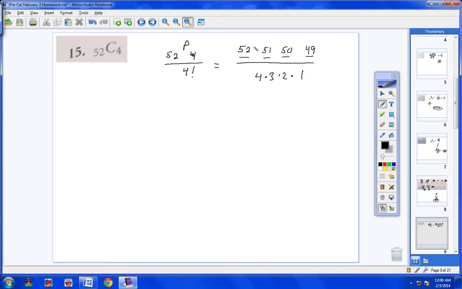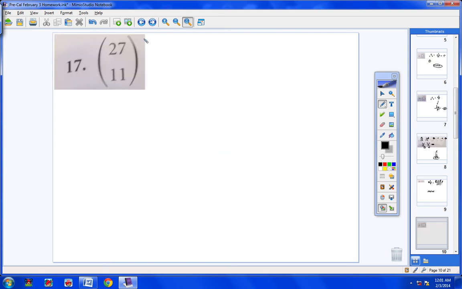Using your calculator, you could multiply those together and then multiply this together. And I guess if you wanted to quickly reduce some of the numbers, you could say 2 goes into 50 25 times. You could say 3 goes into 51, let's see, 17 times, and 4 goes into 52 13 times. So now your denominator is a 1. You could take 13 times 17 times 25 times 49 all over 1. And if you did that correctly, go ahead and type that in. If you want to check my work, you'll get 270,725.